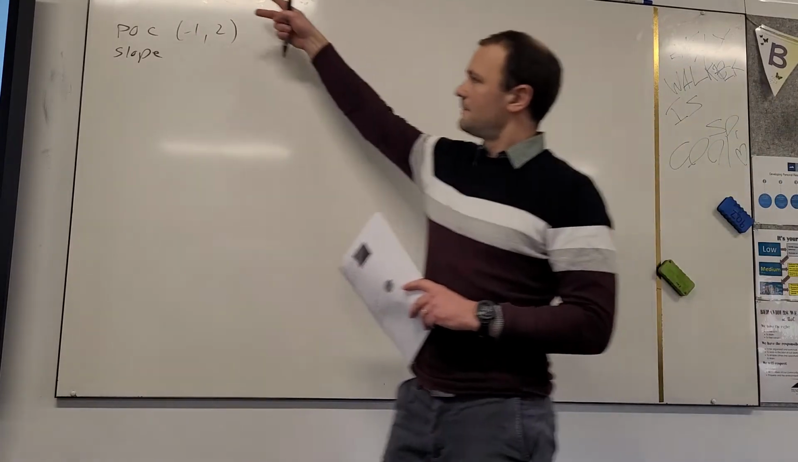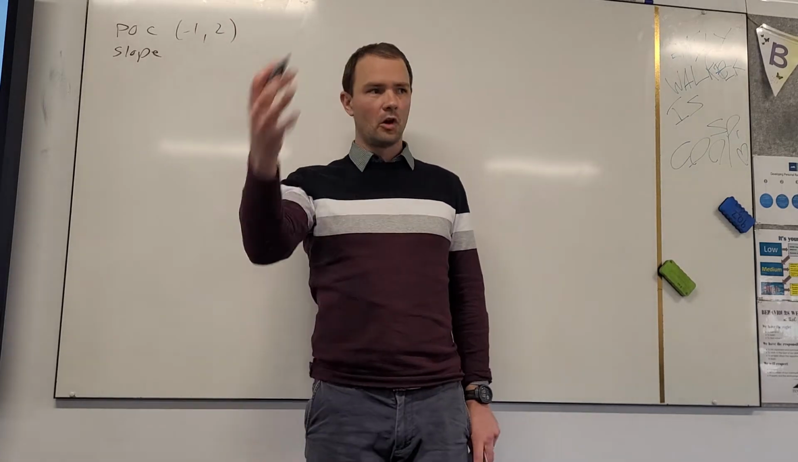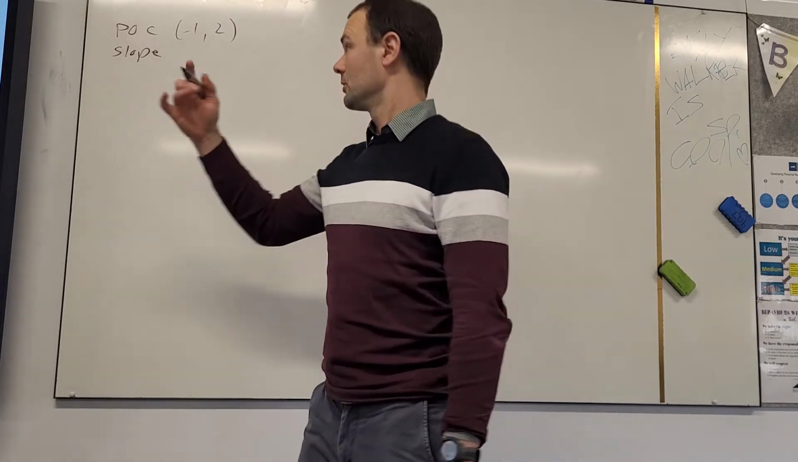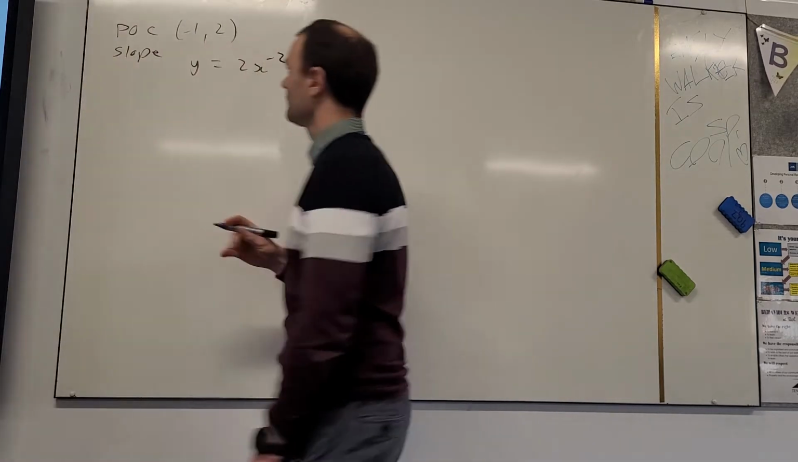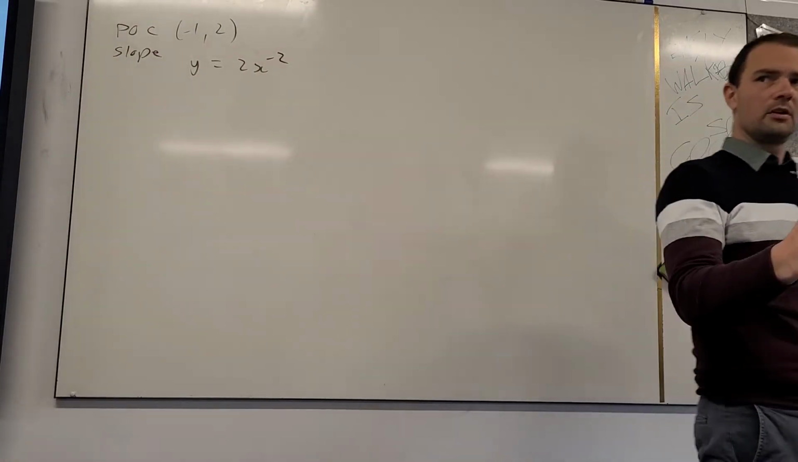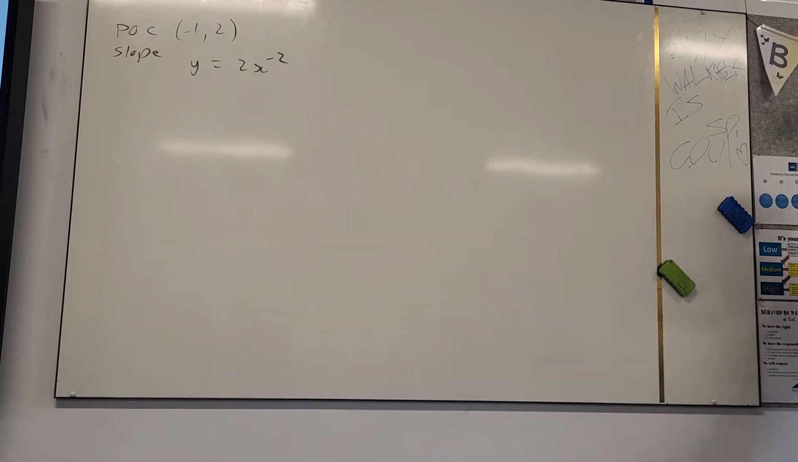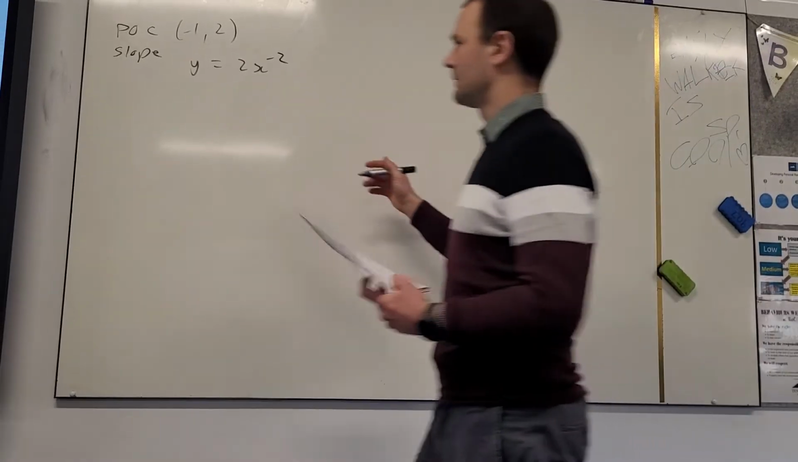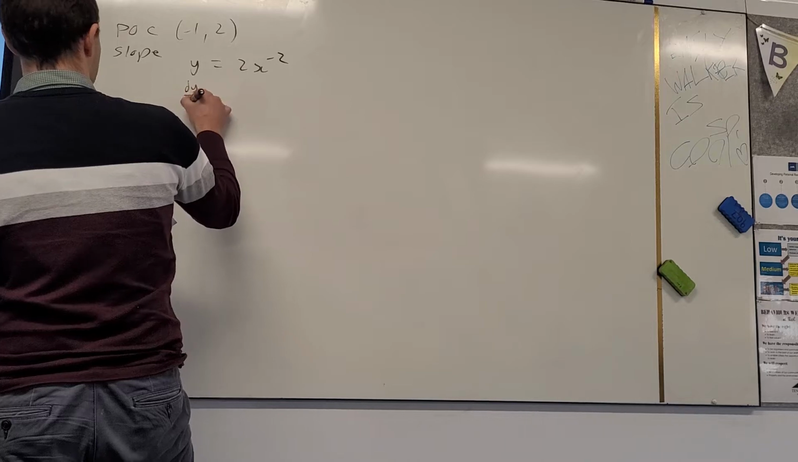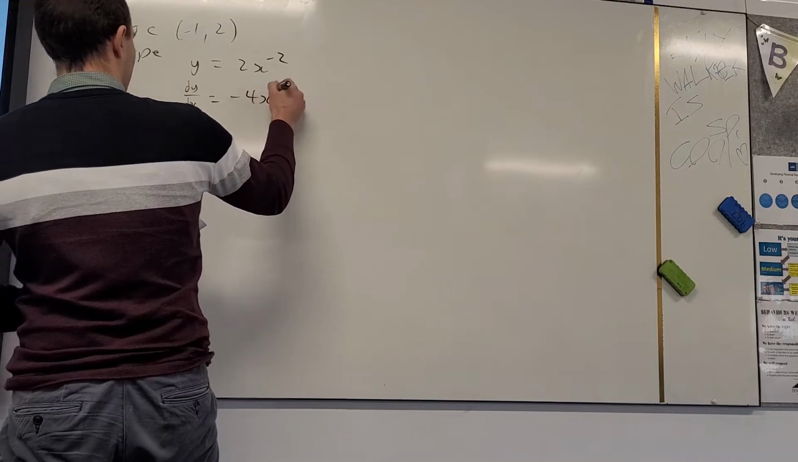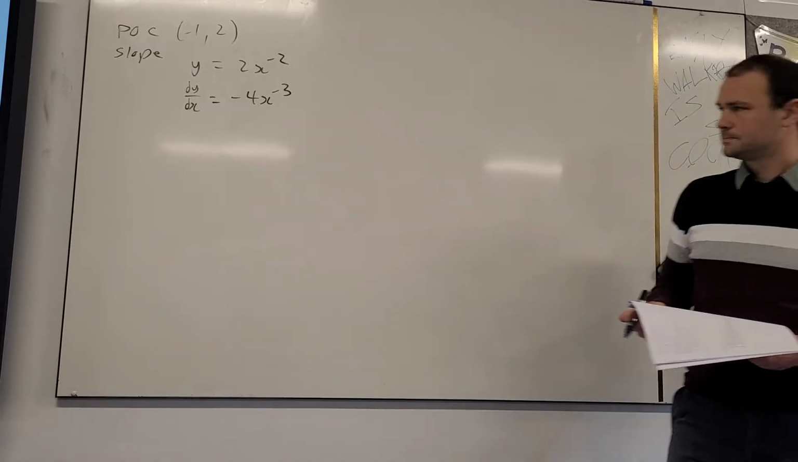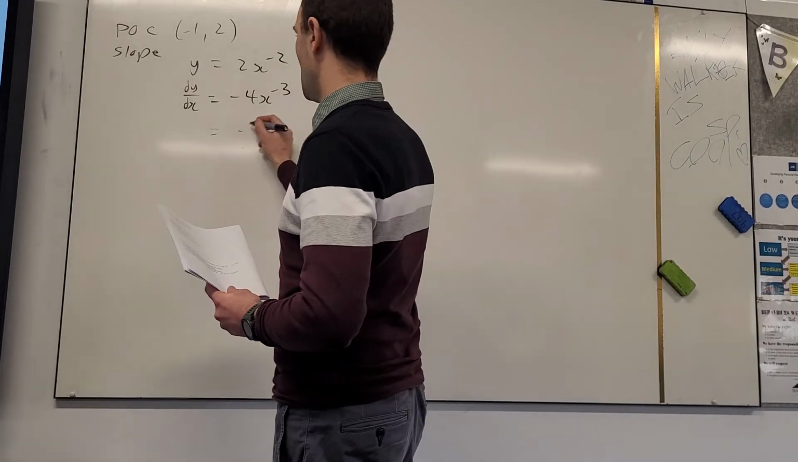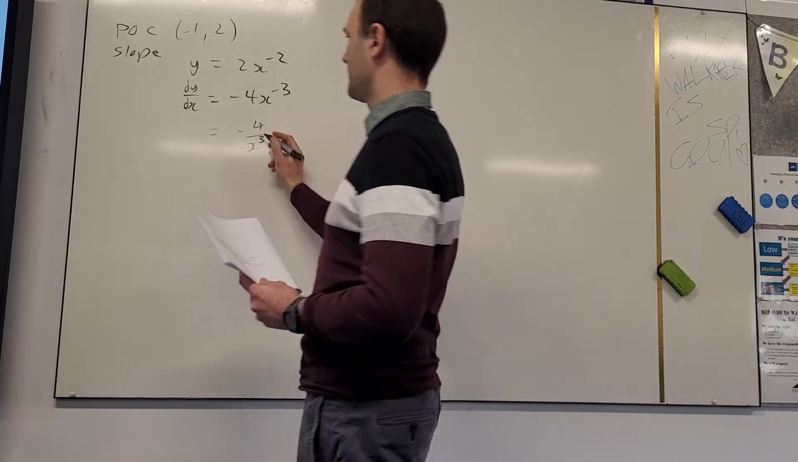This is the function, and in order to find the slope, we need the derivative function. So y is 2x to the minus 2. I'm bringing it to the top, expressing it as a power of x, then I'm ready to differentiate. dy on dx will be minus 4x to the minus 3. That's the slope function, which is minus 4 on top of x to the power of 3.